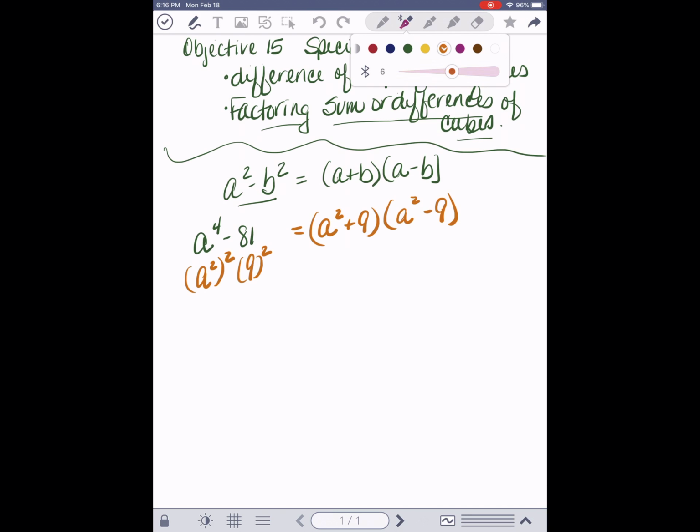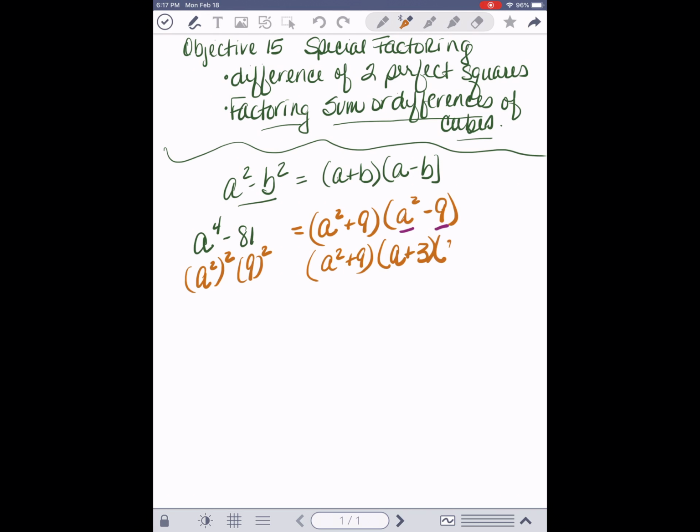Let's take a look at one additional thing here. Here we have a squared minus 9. Is that the difference of two perfect squares? Well, it is. So if we were going to factor that even more, a squared is a times a, so that's a perfect square, and 9 is 3 times 3, so that's a perfect square. Then we have a plus 3 times a minus 3. And then that's our answer for the difference of two perfect squares.